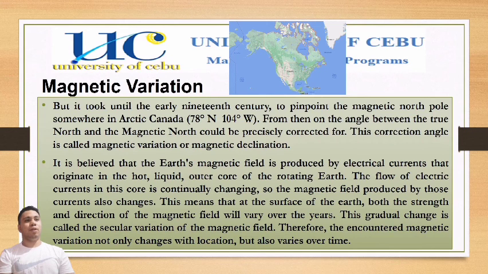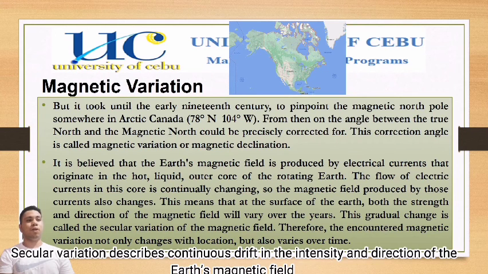It is believed that the Earth's magnetic field is produced by electrical currents that originate in the hot, liquid outer core of the rotating Earth. The flow of electric currents in this core is continually changing, so the magnetic field produced by those currents also changes. This means that at the surface of the Earth, both the strength and direction of the magnetic field will vary over the years. This gradual change is called secular variation of the magnetic field.